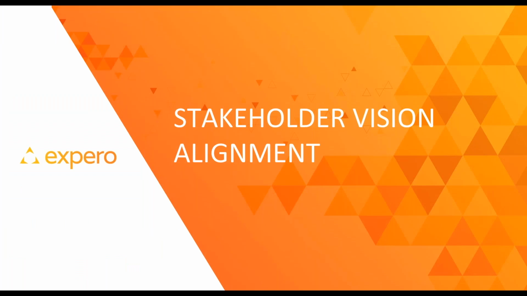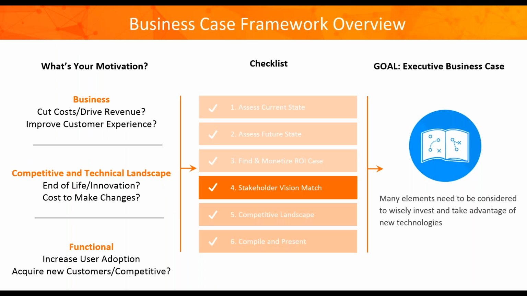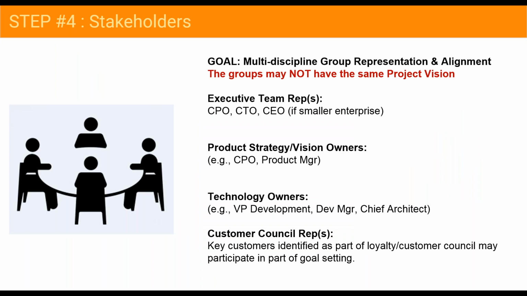This is how I start to chat with executives and socialize the idea of what we're doing in modernizing our software. Now let's talk about a very important component, which is stakeholder vision match. This is where I start to get into the soft side. So now that I have my ROI, I have my freshly minted spreadsheet with lots of numbers, now I need to basically sit down and have a discussion.